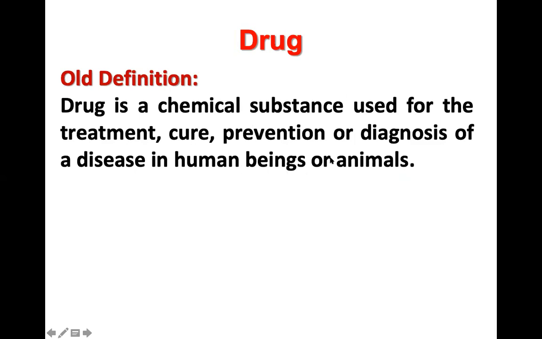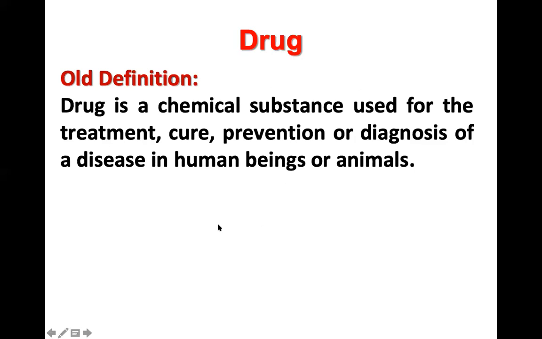If an oral contraceptive pill is being taken by a female to prevent pregnancy, will we call that oral contraceptive pill a drug or not? It is a drug, but is the patient having a disease? No, it is being taken by a perfectly normal female. She is not having any disease, but she is taking it to prevent contraception.